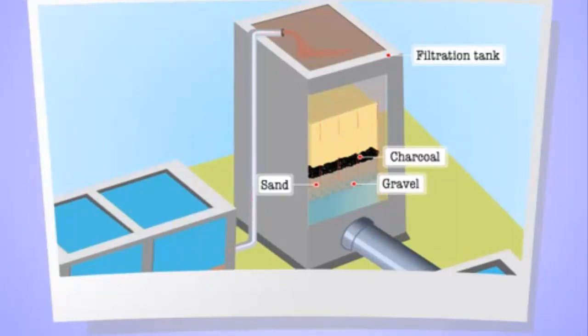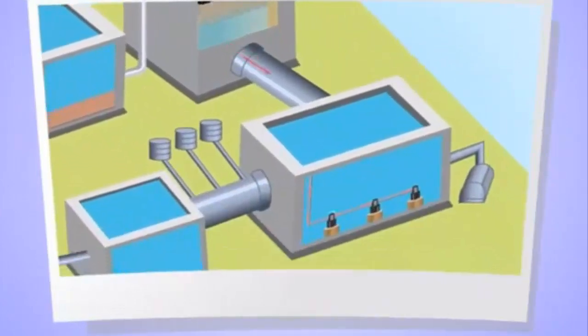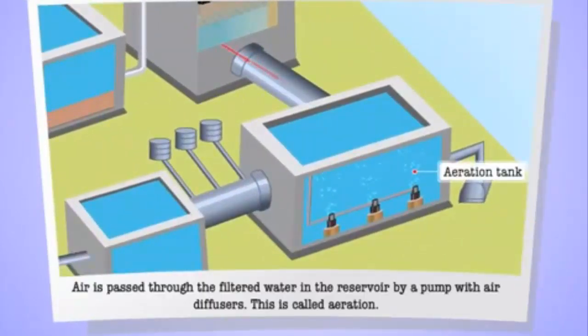The third stage of the purification process is aeration. Air is passed through the filtered water in the reservoir by a pump with air diffusers. The circulation of air reduces the concentration of taste and odor-causing substances. This process is known as aeration.